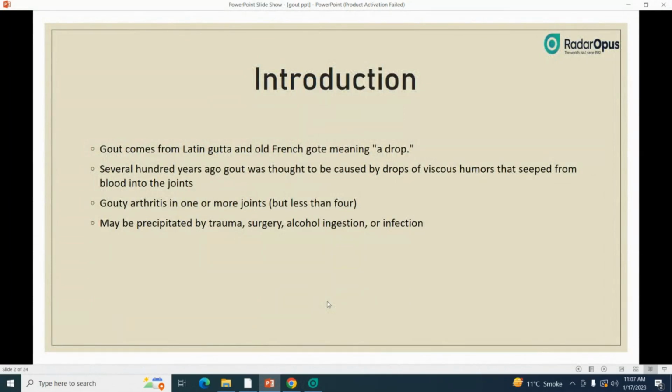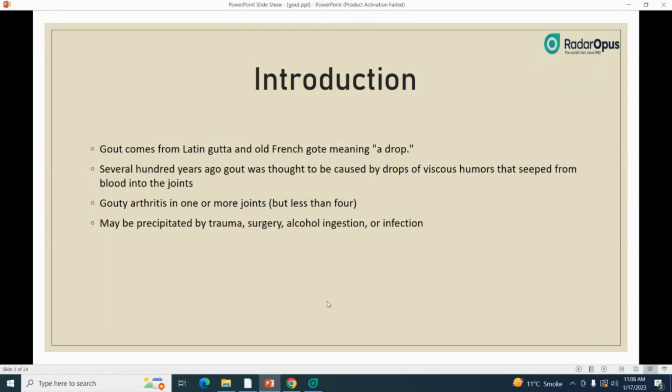Gout comes from the Latin word gutta, and the Old French word gout, meaning a drop. Several hundred years ago, gout was thought to be caused by drops of viscous humor that seeped from the blood into the joints. Gouty arthritis involves one or more joints but less than four. It may be precipitated by trauma, surgery, alcohol ingestion, and infection.